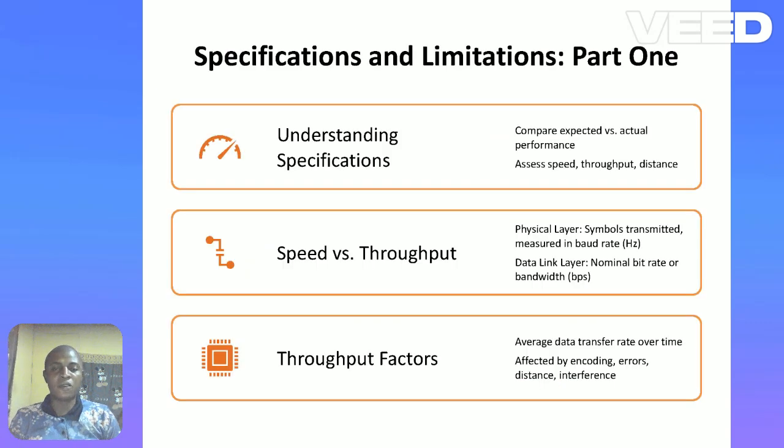From here now, we have the specification and limitation parts. These are some of the instruments we use for specification and limitation. You need to understand the specification, the speed and the throughput factors. These major things are what you need to understand when you want to specify and know the limits of your network, so that you won't go beyond your boundary.